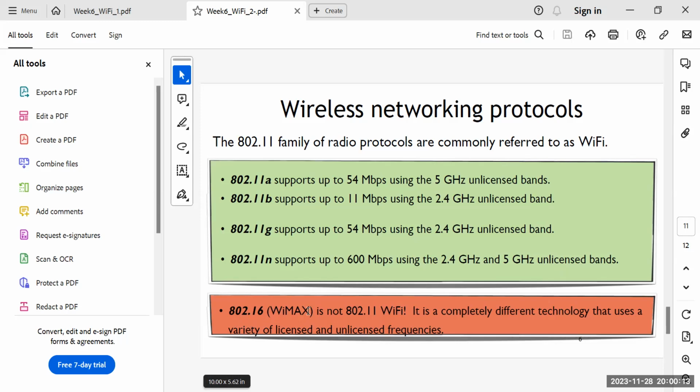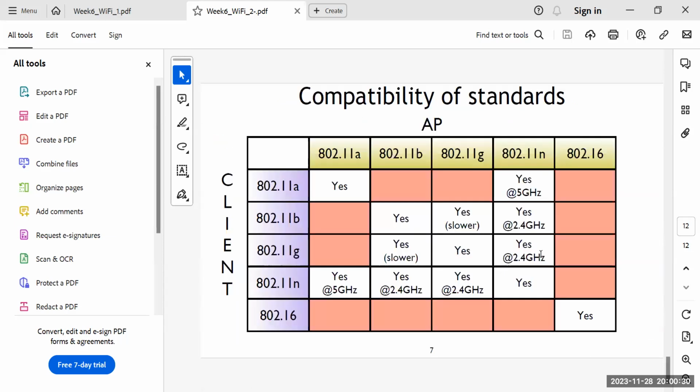Please note that WiMAX is the 802.16 standard and not the 802.11 standard. It is a completely different technology that uses a variety of licensed and unlicensed frequencies, right? So WiMAX is a totally different technology.